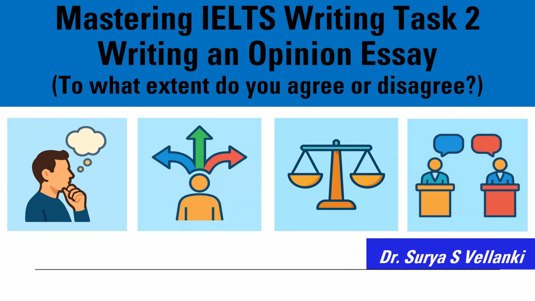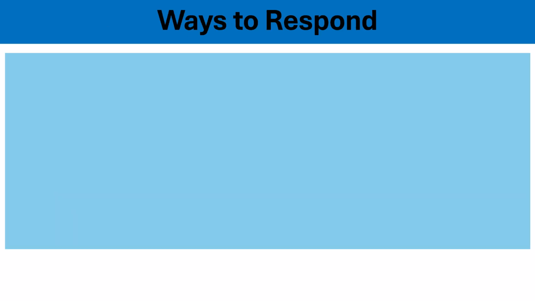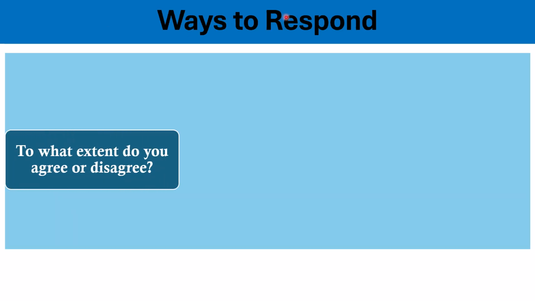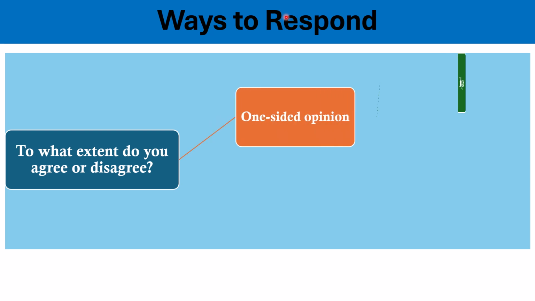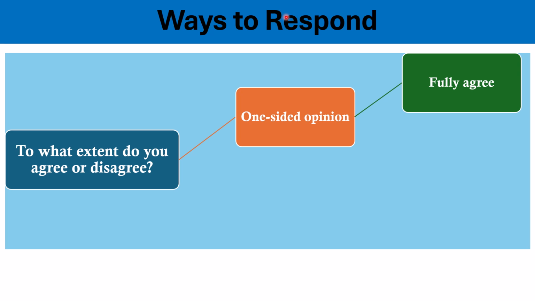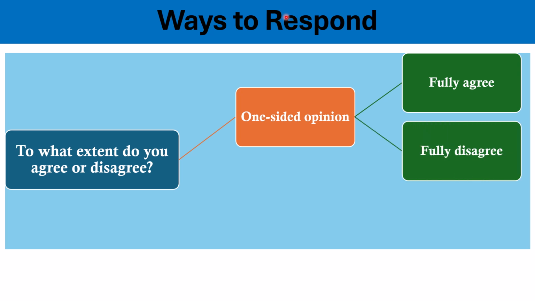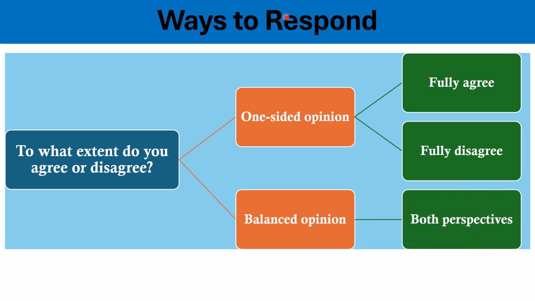Let's first look at the different ways you can respond to this question. When you see a question like, to what extent do you agree or disagree in IELTS, you actually have three choices. First, you can fully agree with the statement. Second, you can fully disagree. Or third, you can take a balanced view, where you discuss both sides before sharing your final opinion.